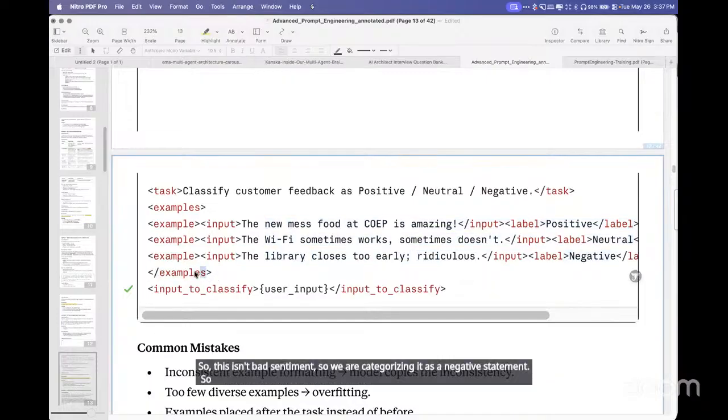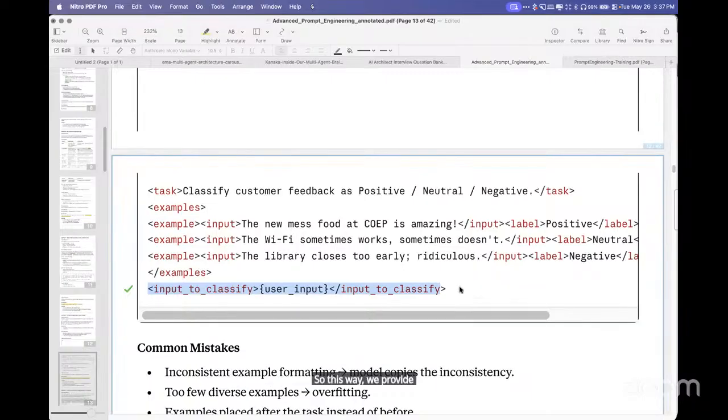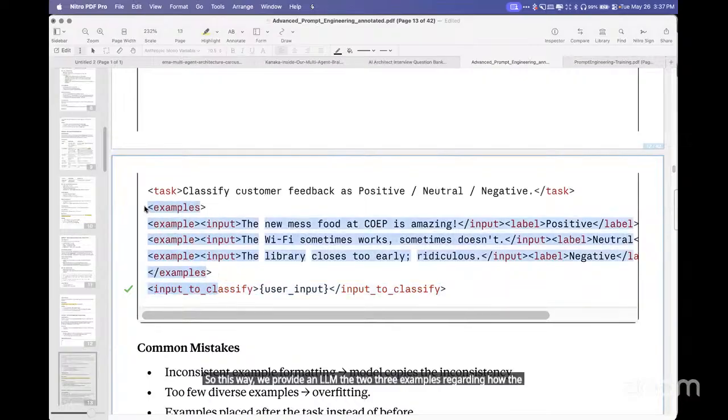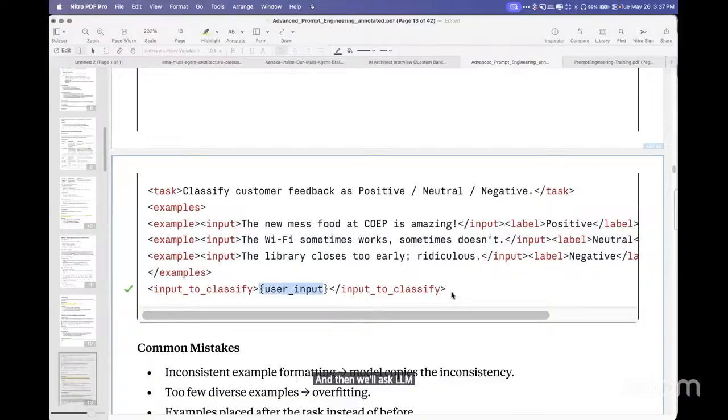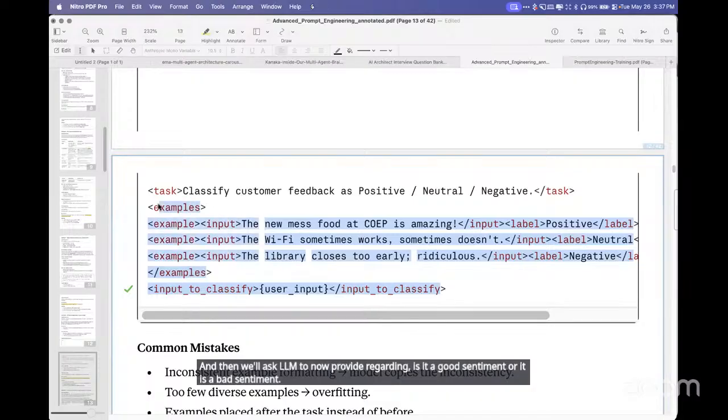Once these examples are done, we provide our user input and ask it to classify. This way we give the LLM 2 or 3 examples of what good and bad sentiments look like, and then we provide the actual problem statement and ask the LLM whether it is a good sentiment or a bad sentiment. We will see this by running it.